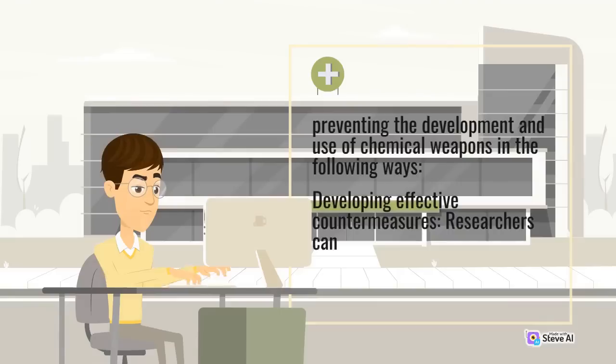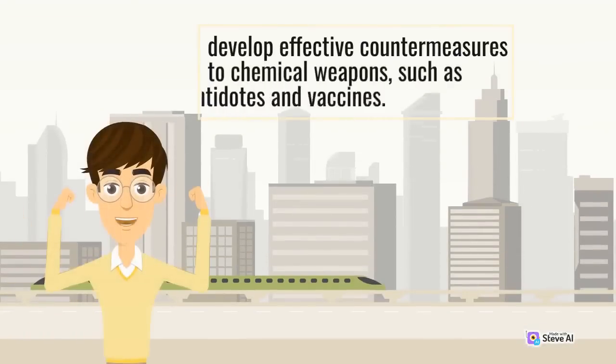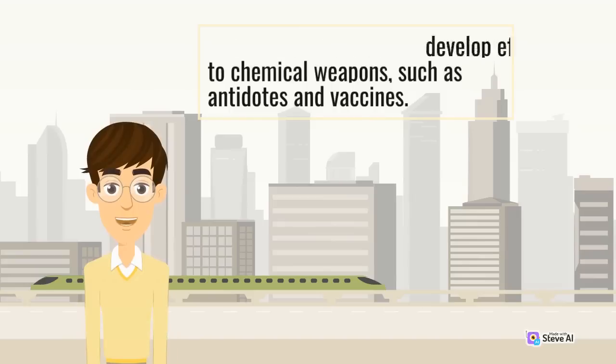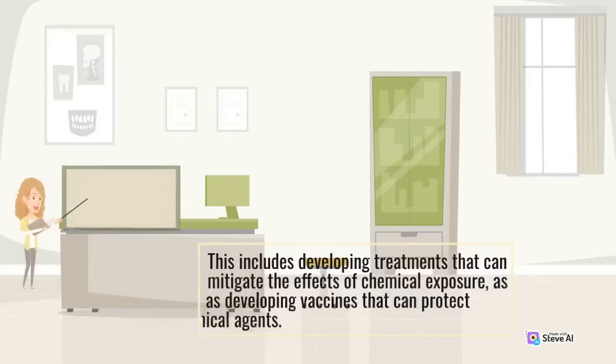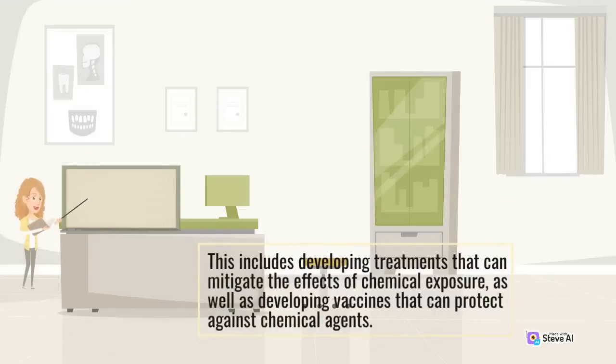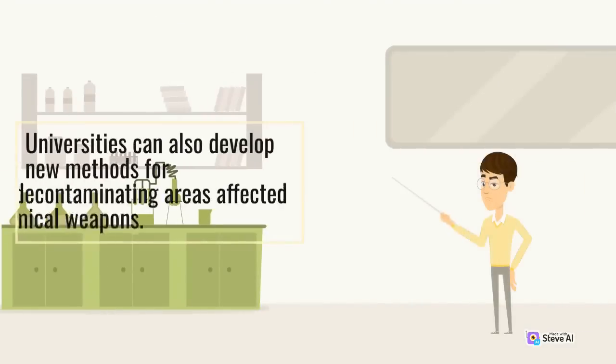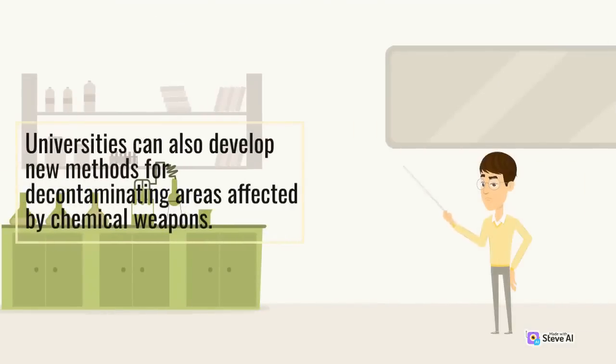Developing effective countermeasures. Researchers can develop effective countermeasures to chemical weapons, such as antidotes and vaccines. This includes developing treatments that can mitigate the effects of chemical exposure, as well as developing vaccines that can protect against chemical agents. Universities can also develop new methods for decontaminating areas affected by chemical weapons.